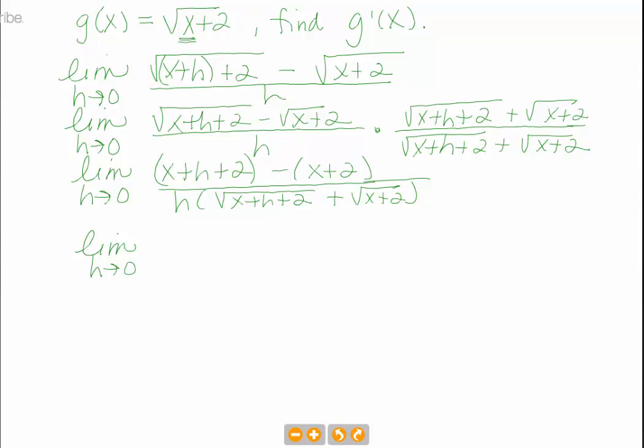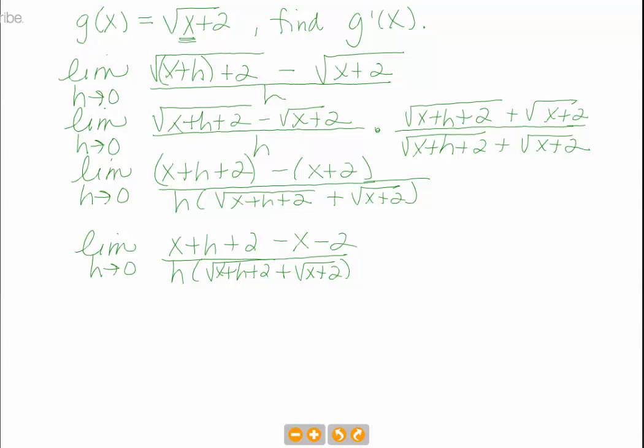Again, I can't plug in h to be 0. So I'm going to look at that limit. On the top, I'm going to get x plus h plus 2 minus x minus 2. I like that because a lot of things can cancel. And again, I'm just going to leave that piece on the bottom, the square root of x plus h plus 2 plus the square root of x plus 2.